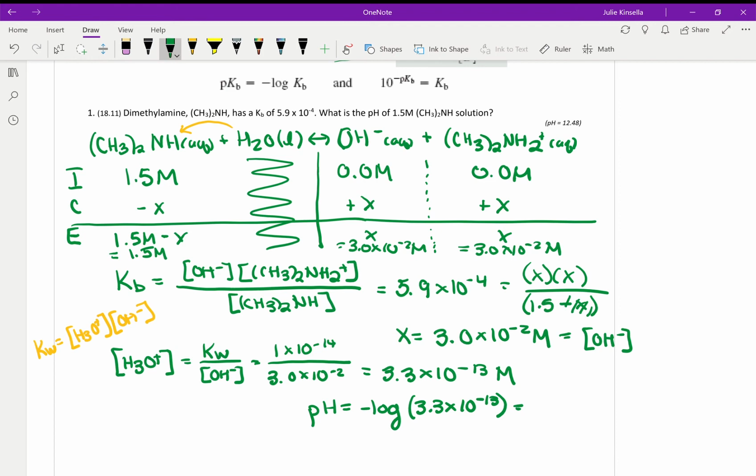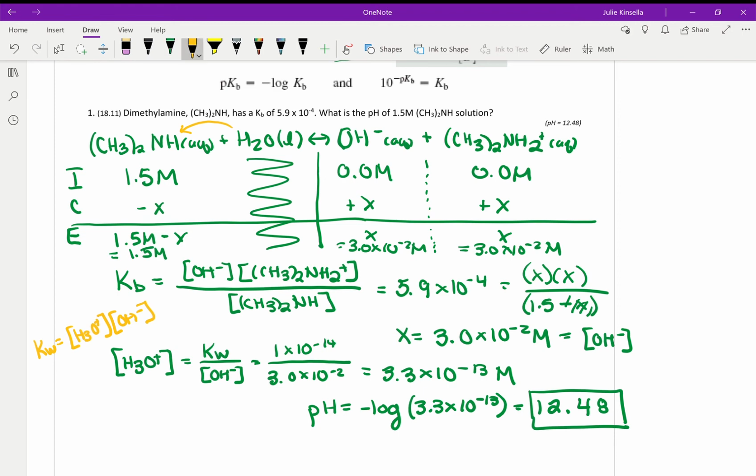Okay, and then keeping with 2 sig figs, you would have 12 point, and remember the sig figs for pH come after the decimal, 12.48. Okay, which makes sense. We have a weak base. We should have a value or a pH greater than 7. So that's one way to check that.